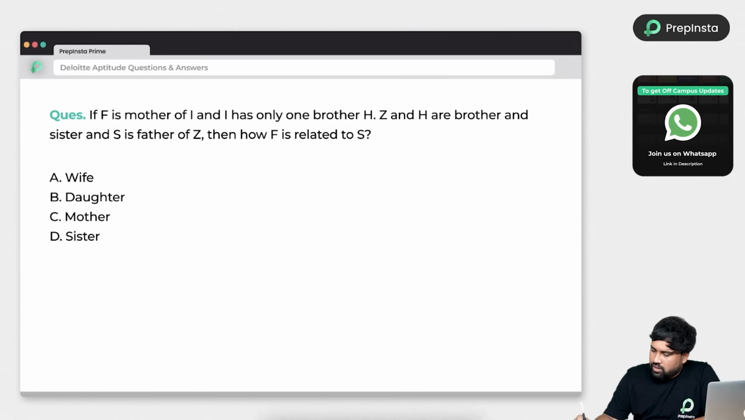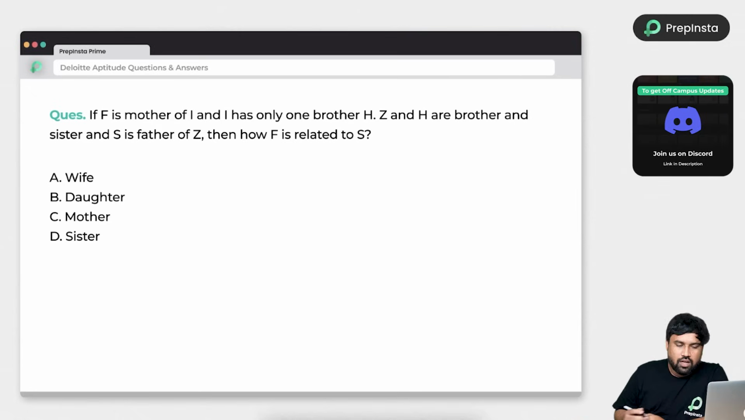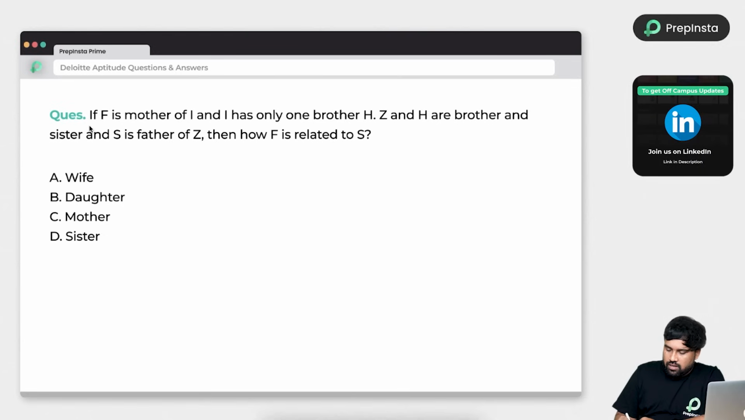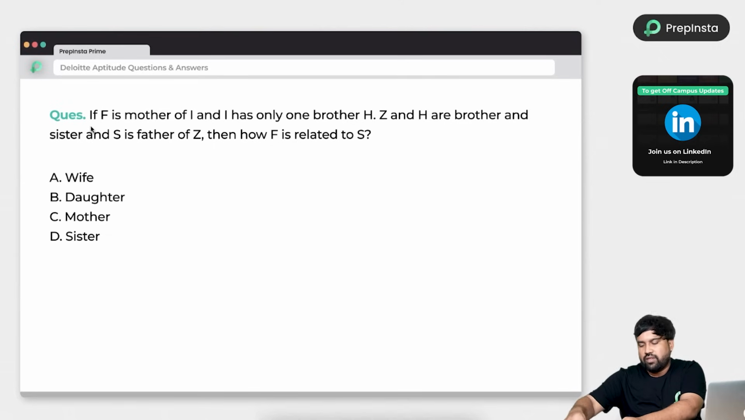Just look into the next problem, which is based on blood relations. So just look into the answer quickly. Okay, let's do one thing.